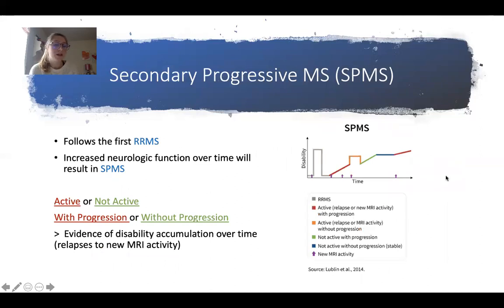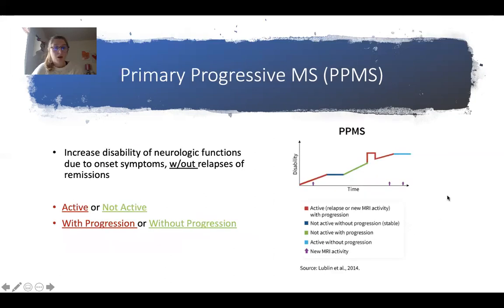Secondary progressive MS follows the initial RMS, and it is an increased decline in neurological function over time. As you can see in the graph, in gray is the RMS, and then it increases with new MRI activity, and it once again can be characterized as active or non-active, or with progression or without progression. Primary progressive MS is increased disability of neurologic functions from the onset of symptoms, and it is without relapses or remissions. And once again, they have the same characteristics as the other two.